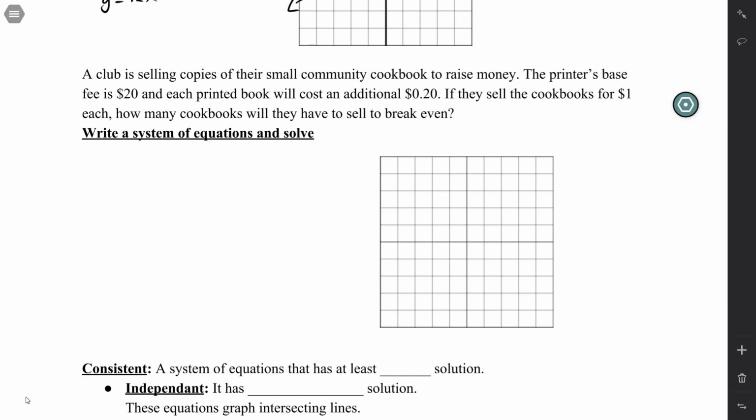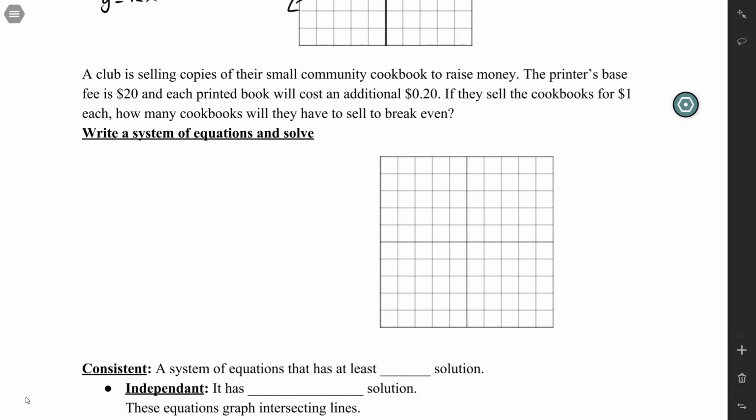A club is selling copies of their small community cookbook to raise money. The printer's base fee is $20, and each printed book will cost an additional 20 cents. If they sell the cookbooks for $1 each, how many cookbooks will they have to sell to break even?